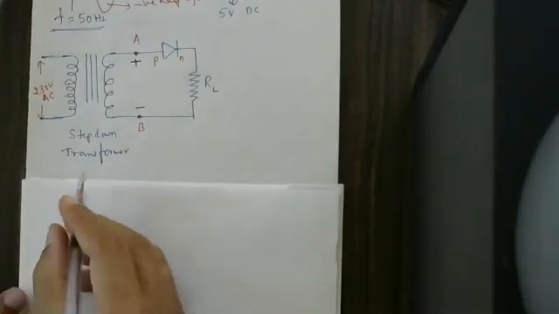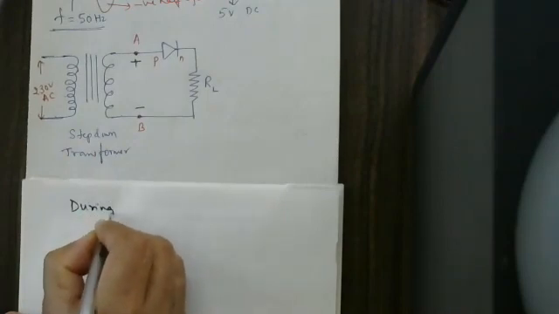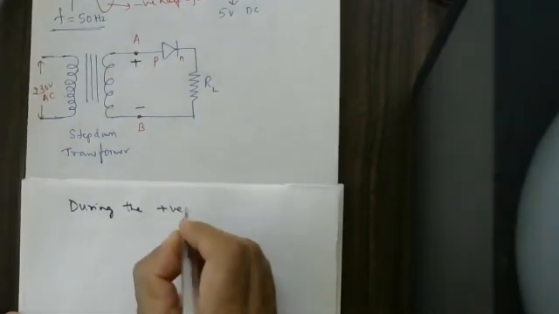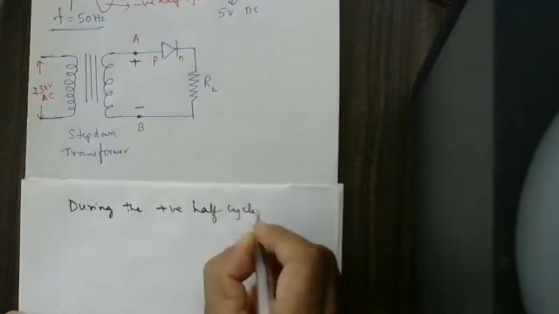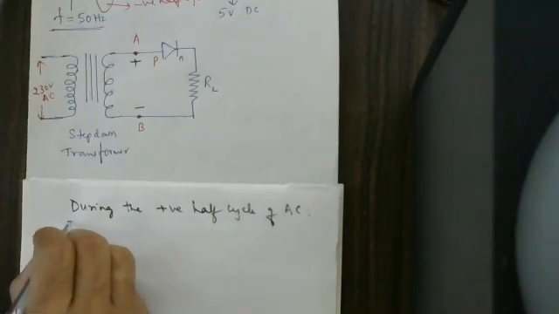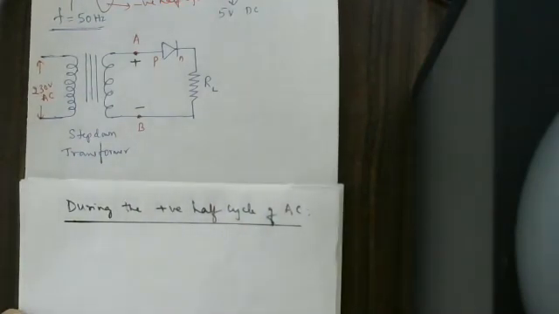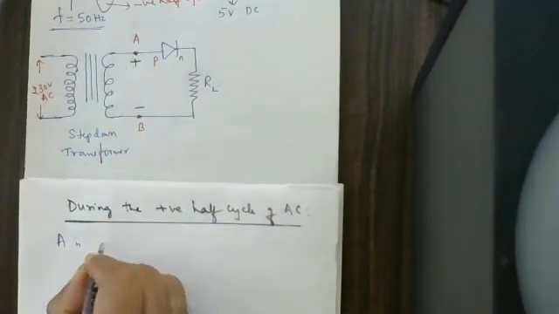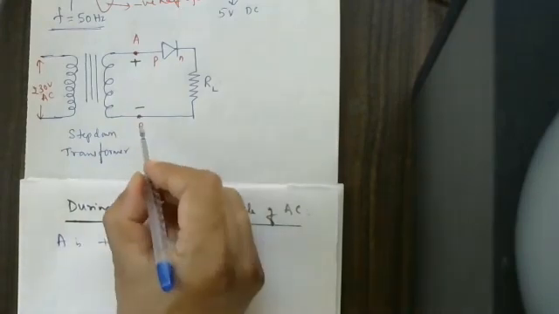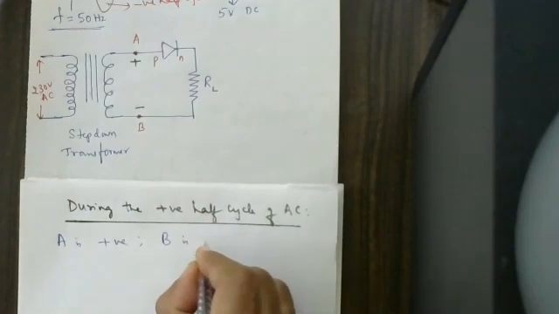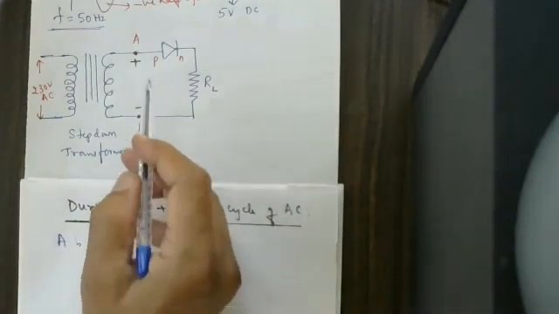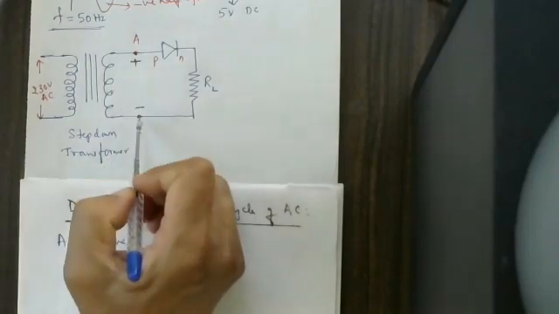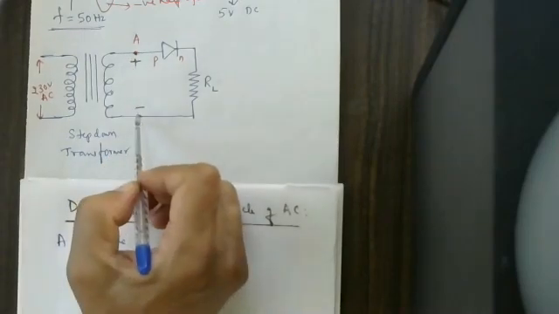During the positive half cycle of AC, what is happening here? I told you already, A is acting as positive and B is acting as negative. A is positive, B is negative here.